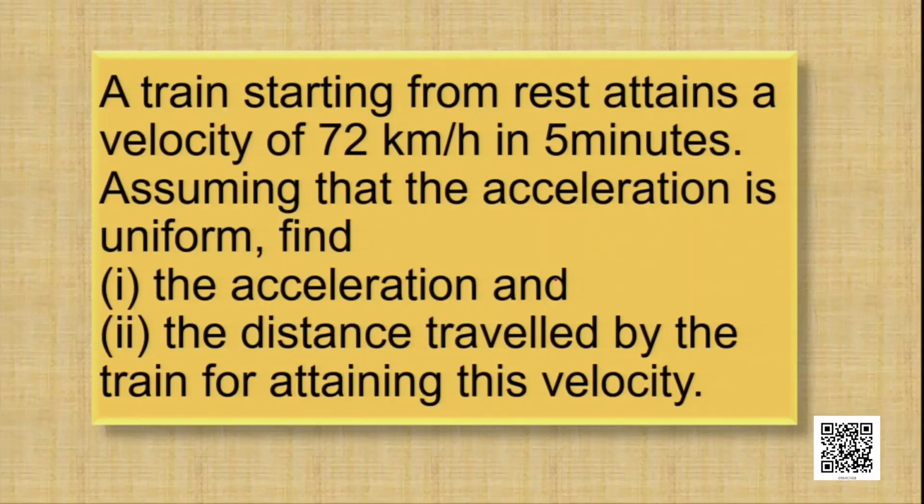So, what are the things given to us? We are given a velocity of 72 km per hour. The time duration given to us is 5 minutes. What we need to find out is the acceleration. For finding the acceleration, what is the equation that we will use?